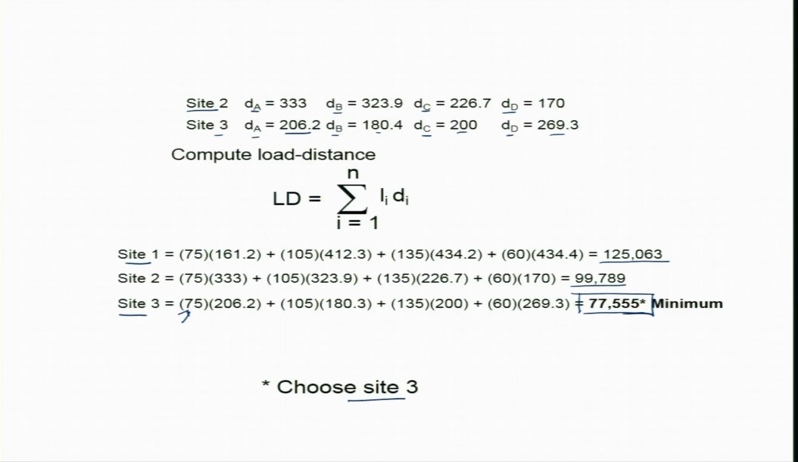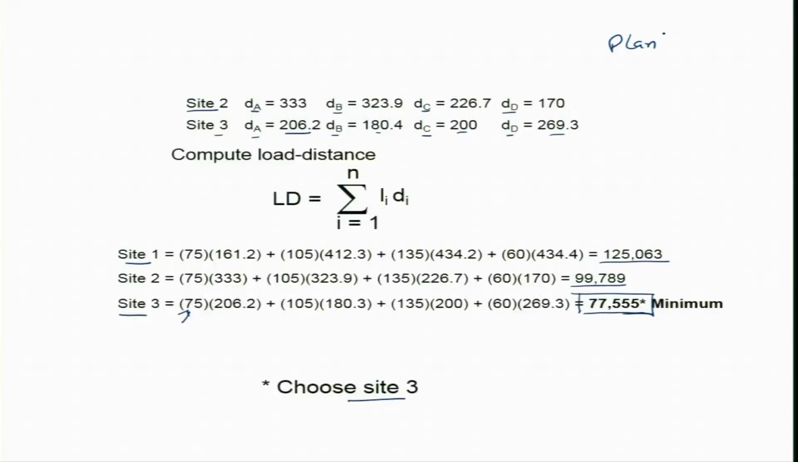So, we can choose alternative 3 as a potential site, as a possible site, as the best site among the given 3 locations which are available to us. So, this is a very simple technique, but a very useful technique, and we will use this particular method also when we are talking about the plant layout. We will talk about the load distance there also.